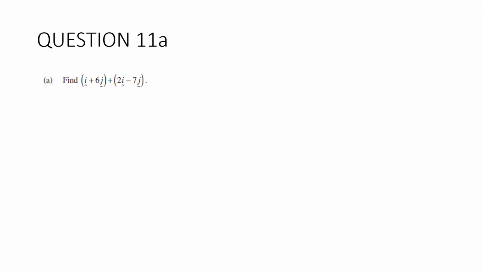Question 11a, nice easy one to begin with. Find i plus 6j plus 2i minus 7j, and we can just collect like terms together. So we're going to get 3i, 6j take away 7j is minus 1j.